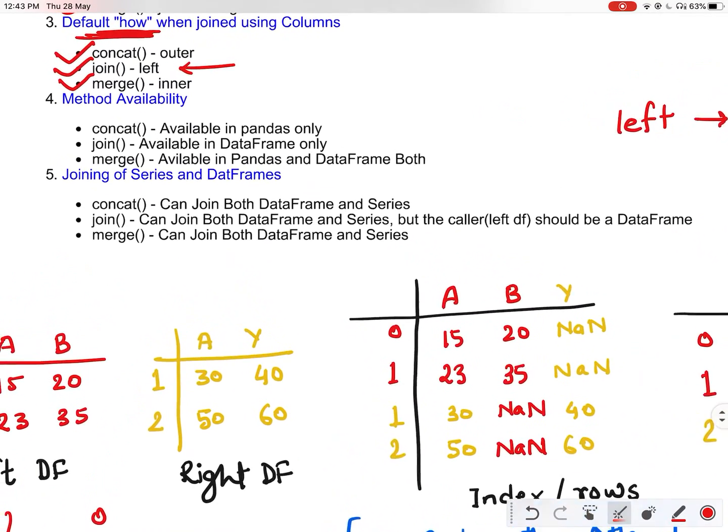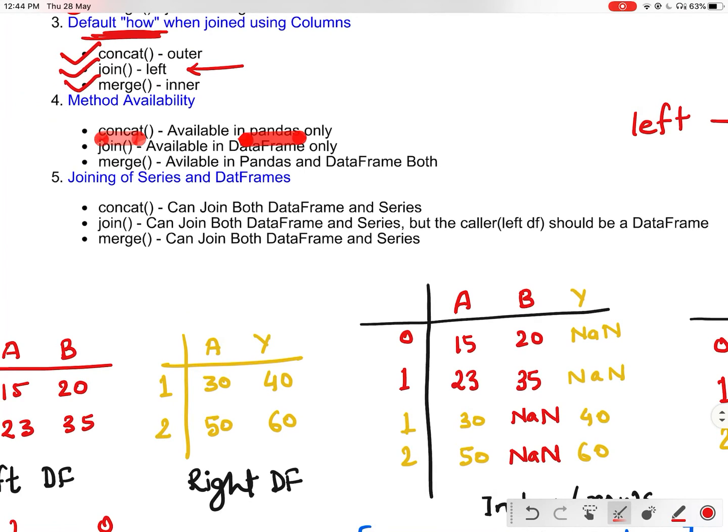Fourth difference is method availability. The join method is available in data frame only. The merge method is available in pandas and data frame both. In pandas, we have to use pandas dot concat every time. And when we are using join, it is available in data frame, so we will use the data frame object dot join.